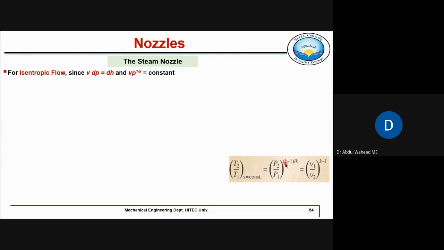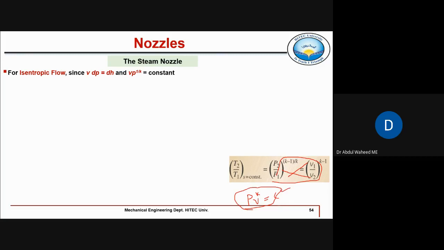Okay. Now we know this equation. So this equation is also telling us, if you look at this equation, that PV to the power K is equal to a constant. Is it correct? Mathematically. ठीक है, ऐसे चेक कीजिएगा.